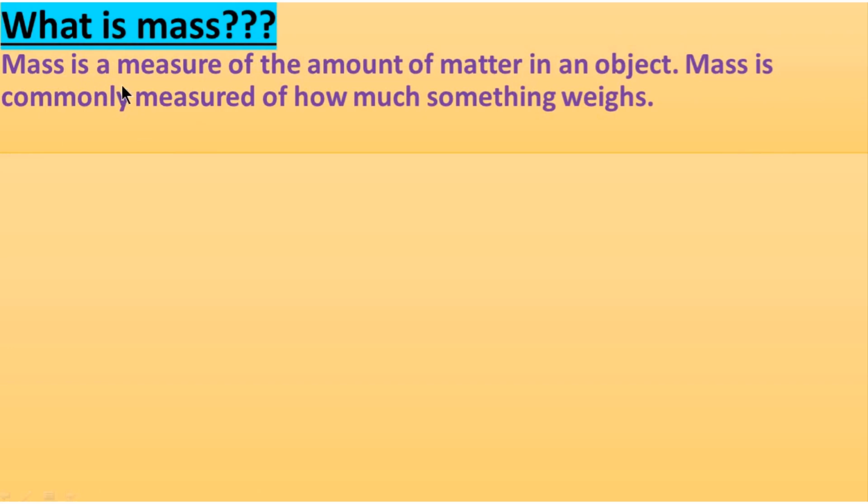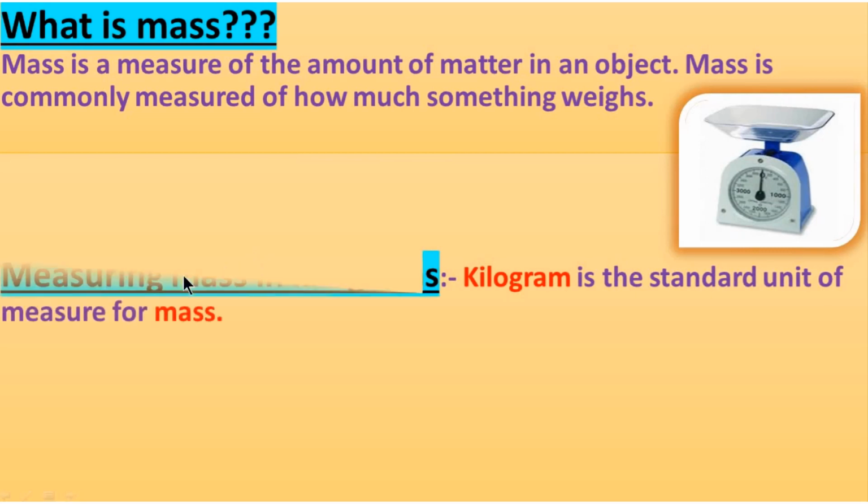What is mass? Mass is a measure of the amount of matter in an object. Mass is commonly measured by how much something weighs. So mass is how we measure an object. How heavy an object is, it's usually measured by the weight of the object. So how will we measure the mass? Yes, that we will see.